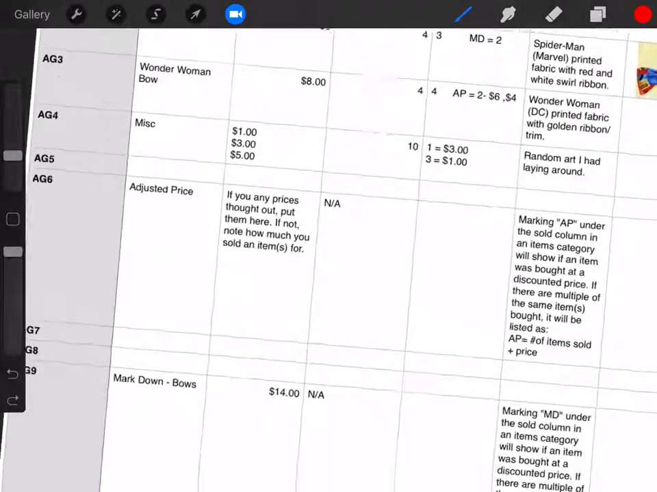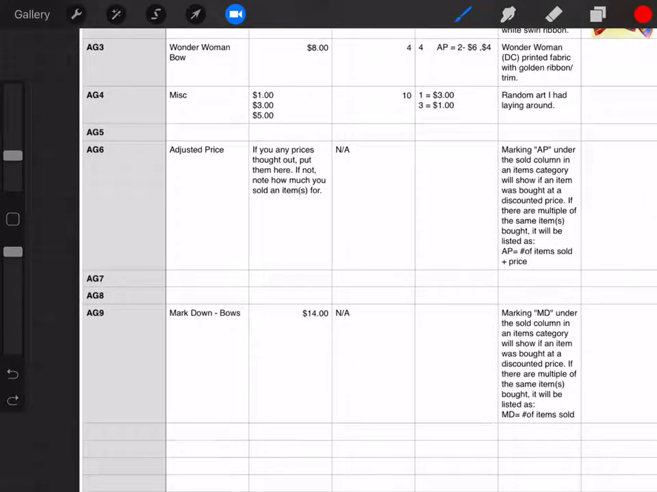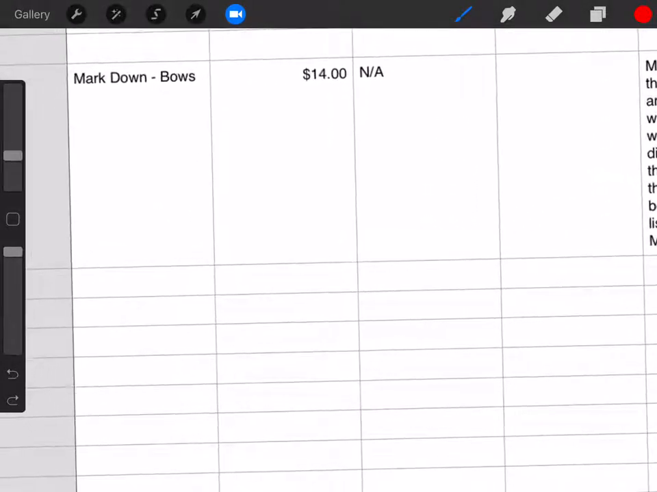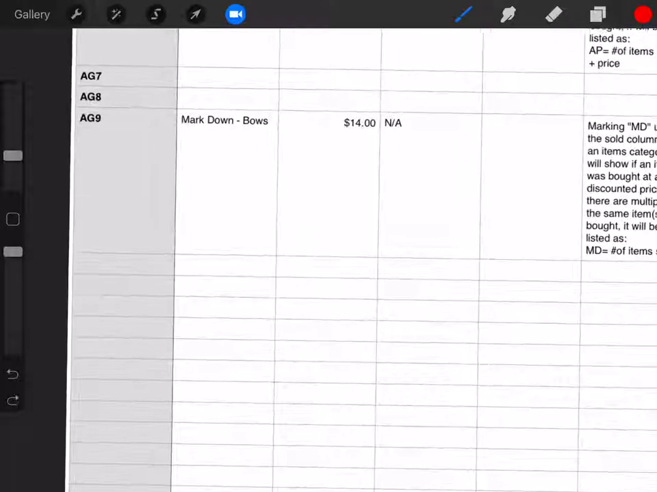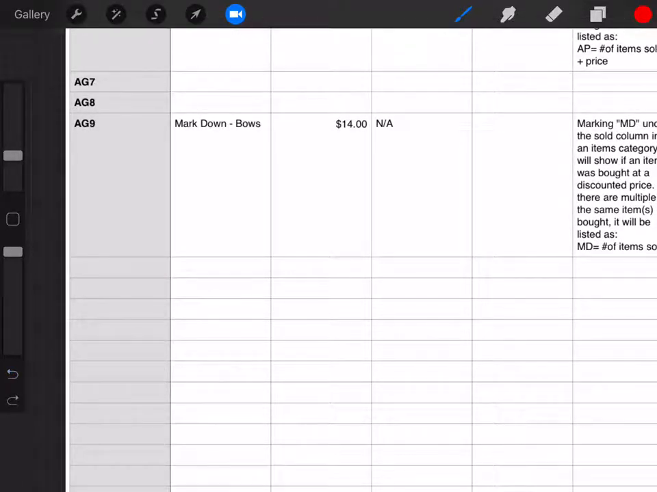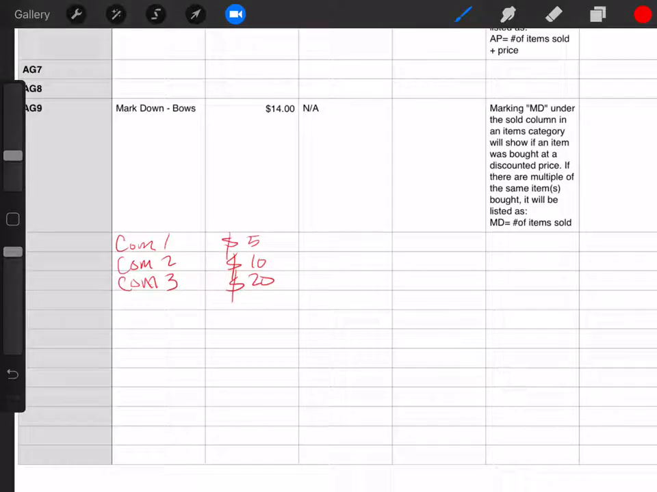All right. And then last but not least, I want to go over, as artists, obviously some of us do commissions. I would recommend going in here and again giving everything their own code, their own category. For commissions, I'll put com. And I'm going to have 3. So I'm going to have 1, 2, and 3. This will be $5, 10, and 20.